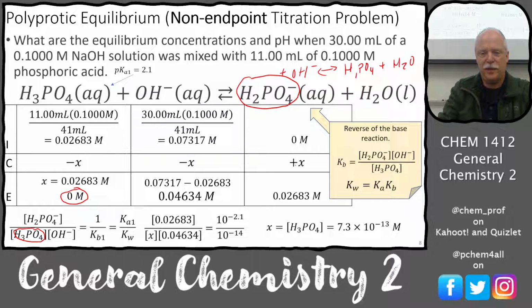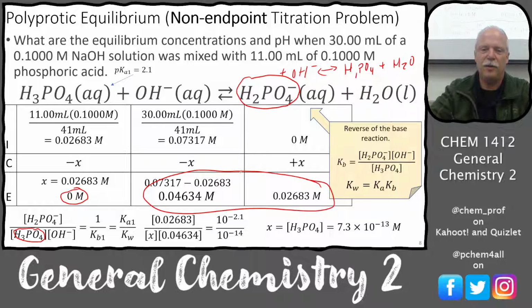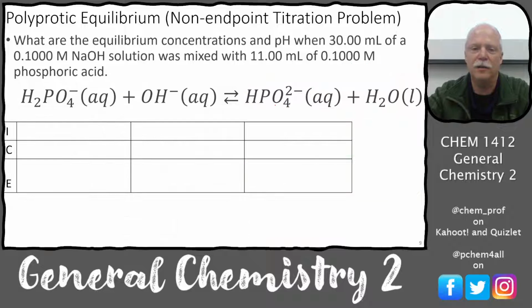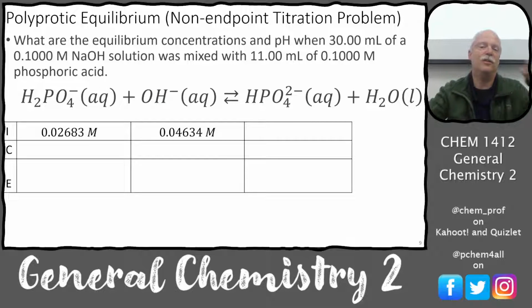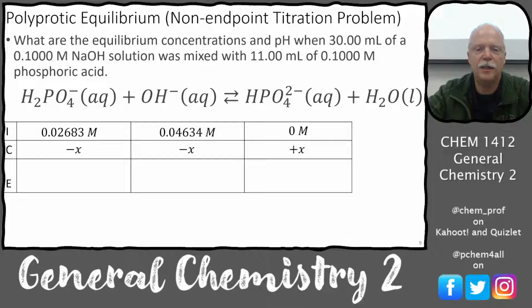Let's take these two here, right here, and move to the next ICE table for this reaction that I've drawn up here. So we've got that new reaction, H2PO4 reacting with the residual base, making HPO4 in water. So these two new concentrations are from the previous page, the E row. Okay, so again, the minus X, and plus X, because it's just one proton at a time.